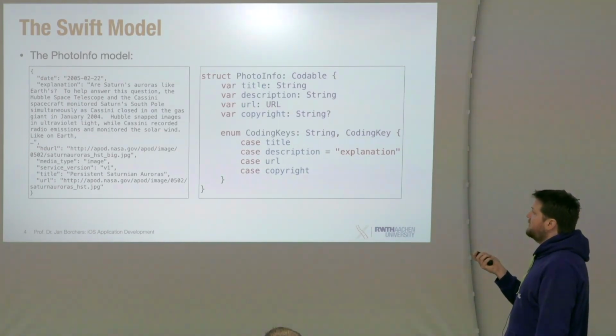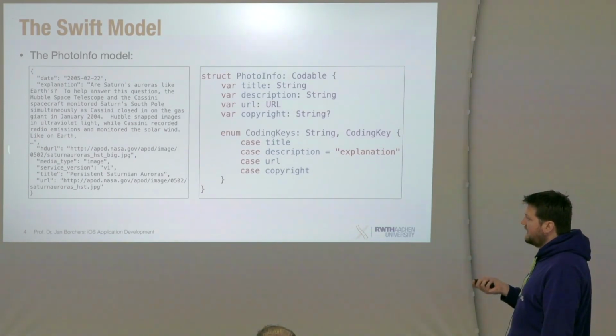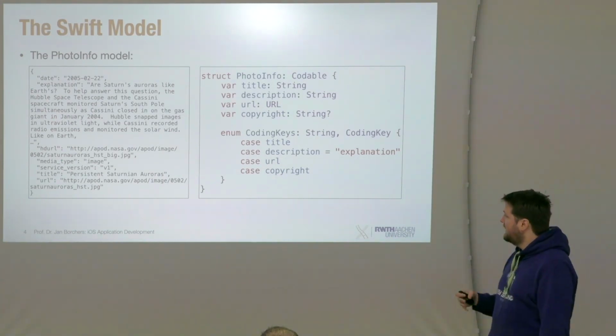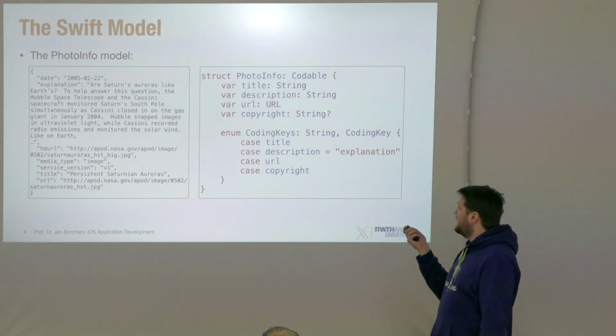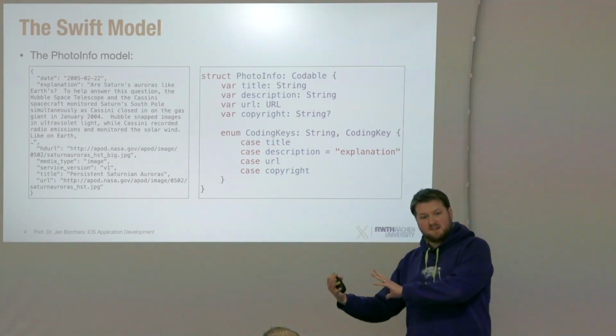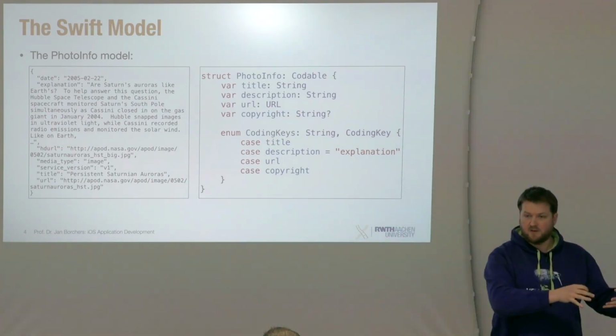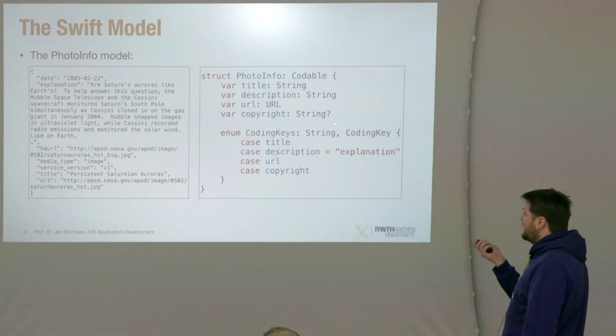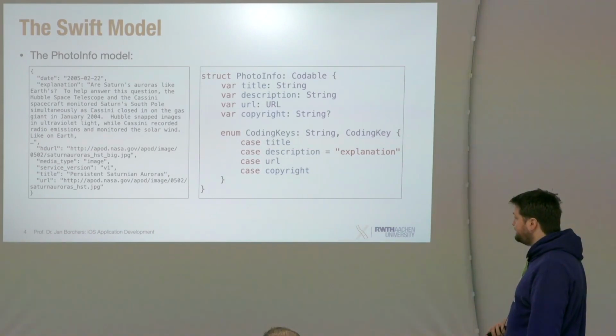Here, for example, we have a title, description, URL, and a copyright. You would see that there is no copyright mentioned here in the information that we got from the website. That is why it is an optional here, meaning that if it exists, it will also carry over into your model. Otherwise, this will be set to nil.